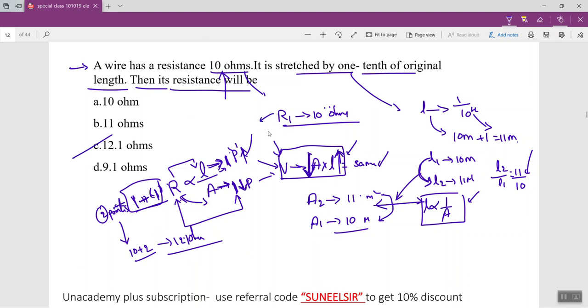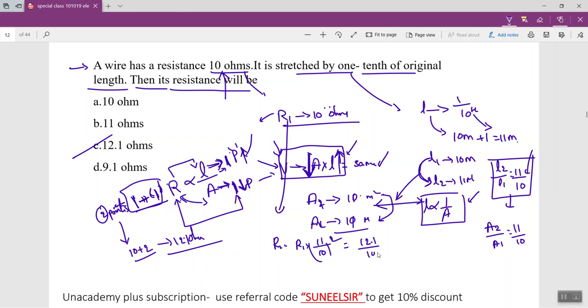Or if you want the calculation method, you will also get it: L2 by L1 is equal to 11 by 10. Then A2 by A1 will also be, if A1 is 10 meters, then A2 will be 11 meters. Here also we get the same. Then the resistance R2 will be R1 into 11 by 10 whole squared, that is 121 by 100, which is 1.21 into R1. R1 is 10 ohms, so 1.21 into 10 is 12.1 ohms. So R2 will be 12.1 ohms. In that way also you will get the answer.